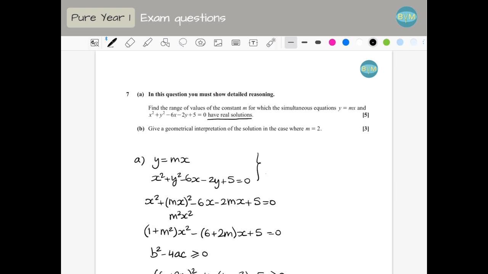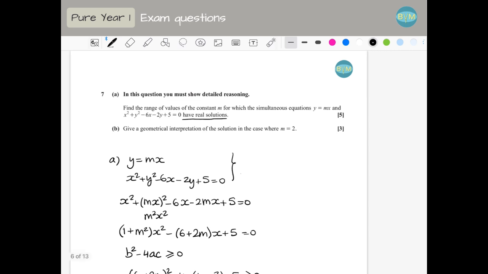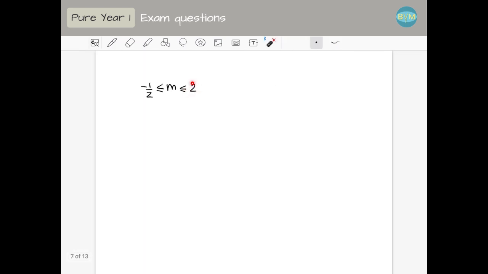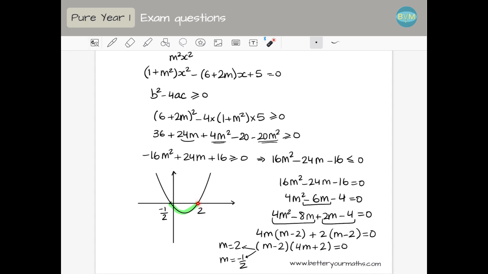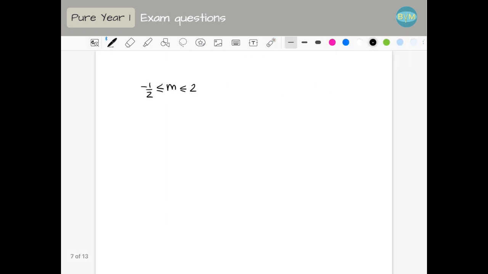Give a geometrical interpretation of the solution in the case where m is 2. When m is 2, the quadratic is going to have a root. So the discriminant is going to be 0. If the discriminant is 0, I have one real solution.